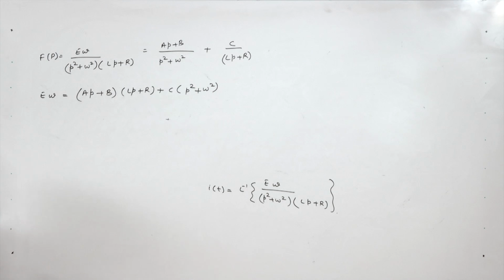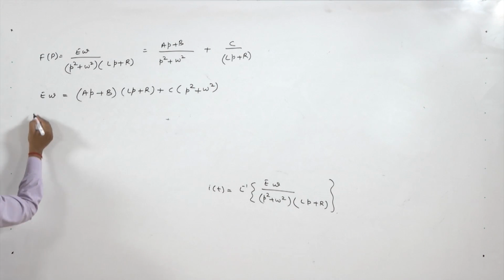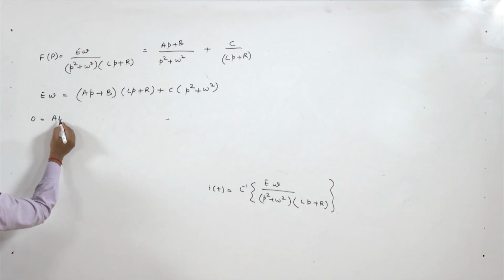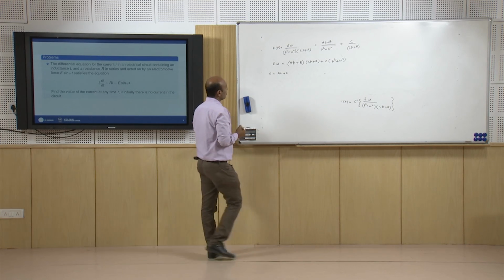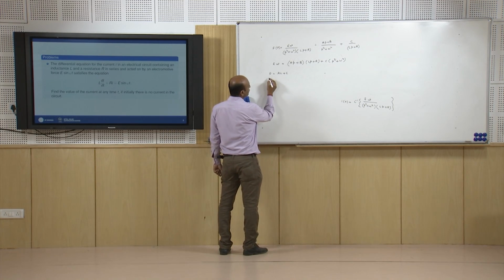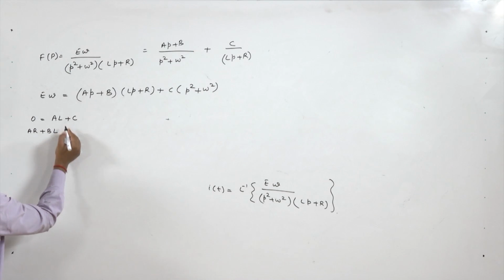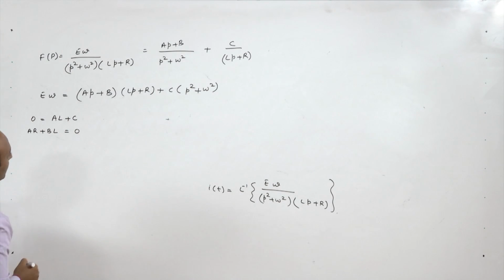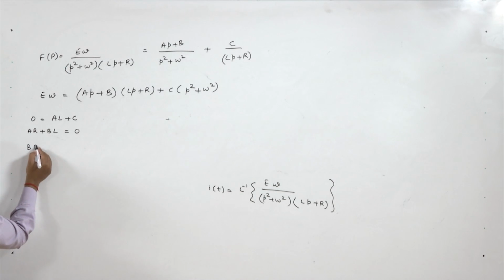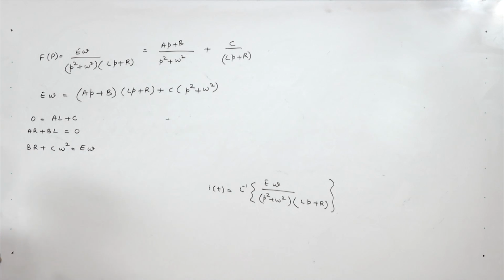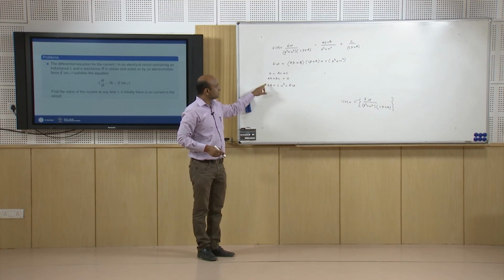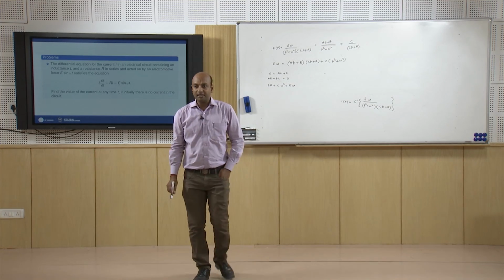Now, compare the coefficients on both sides. The coefficient of P square here is 0, and here it is A L plus C. The coefficient of P will be A R plus B L, and here it is nothing, so it is 0. The constant quantity is B R plus C omega square, which is E omega. So, using these three expressions we can easily find the values of A, B and C.